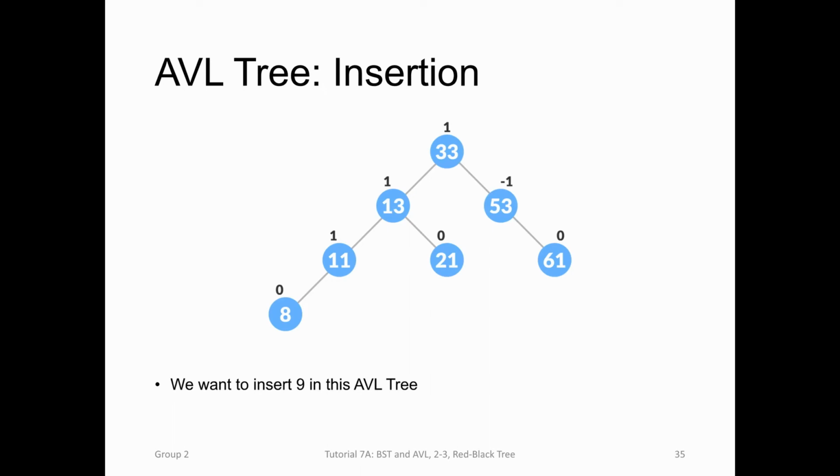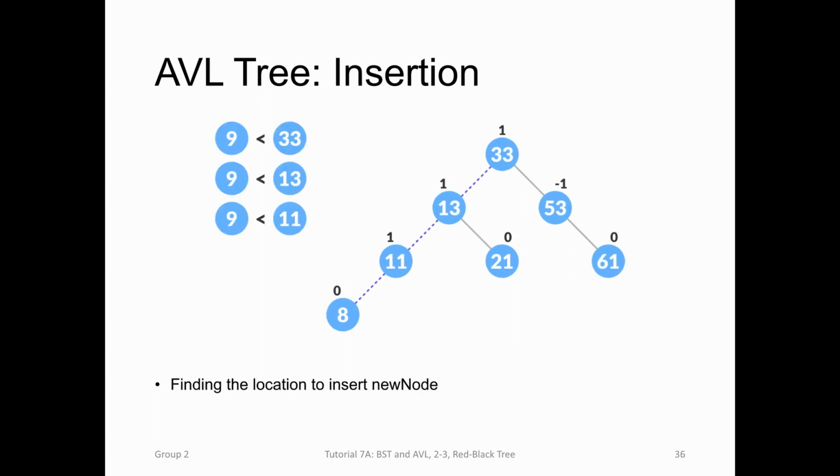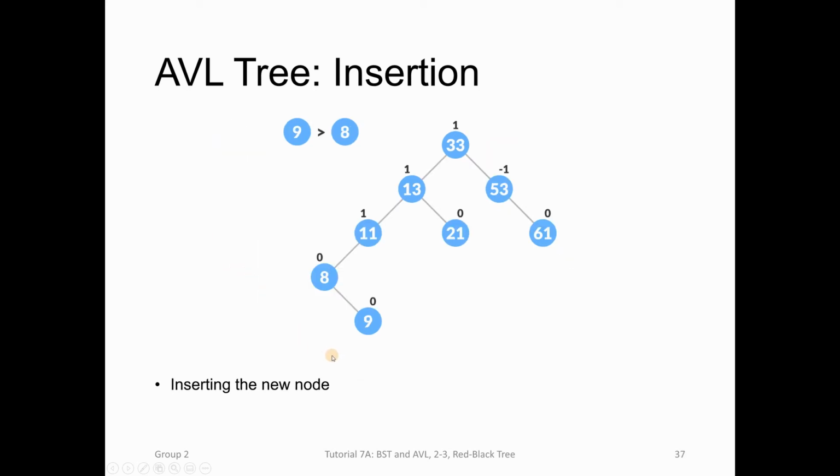The insertion operation of the AVL tree. This is the AVL tree, and if we want to insert a node into this AVL tree, firstly, we should find the location to insert a new node. We found that 9 is smaller than 33 and smaller than 13, also smaller than 11, but we found 9 is bigger than 8, so we inserted the new node.